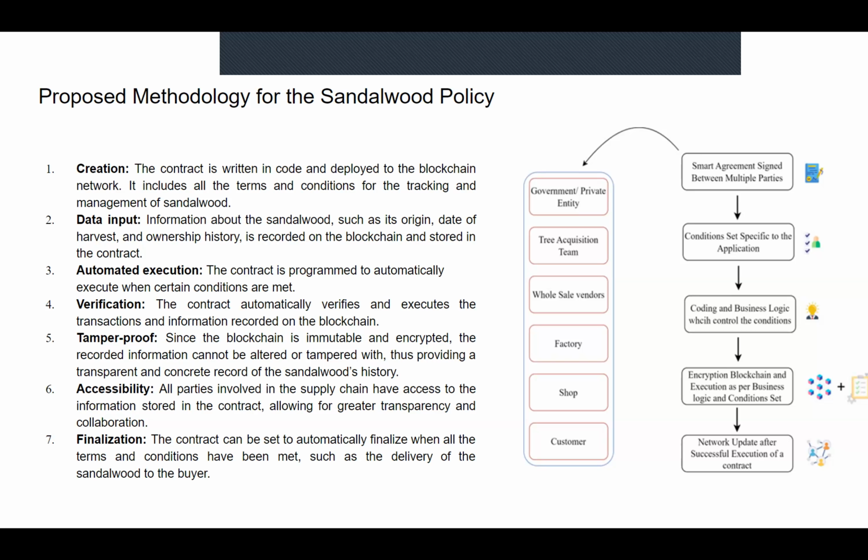Furthermore, accessibility: all parties involved in the supply chain have access to the information stored in the contract, allowing for greater transparency and collaboration. Finalization: the contract can be set to automatically finalize when all the terms and conditions have been met, such as the delivery of the sandalwood to the buyer.